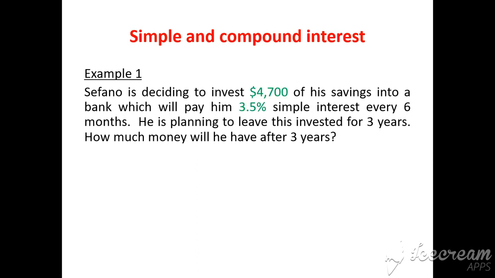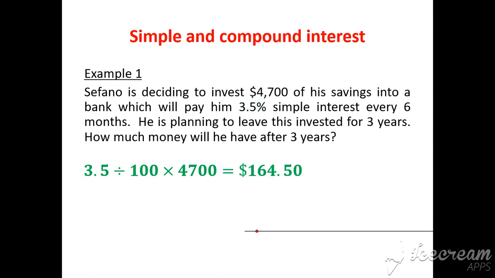Now we've got $4,700 and an interest rate of 3.5%. Now it's simple interest. So first thing we're going to do is work out 3.5% of 4,700. So 3.5 divided by 100 times 4,700 gives us 3.5% of $4,700 is $164.50. Now let's have a look at this diagram.